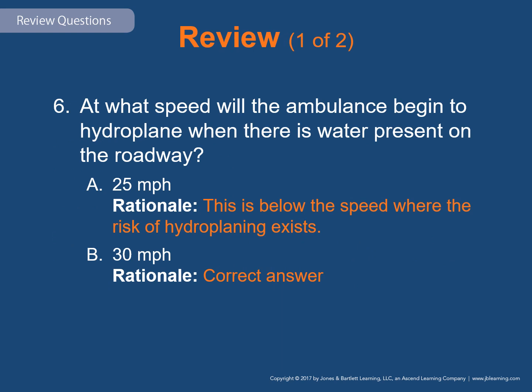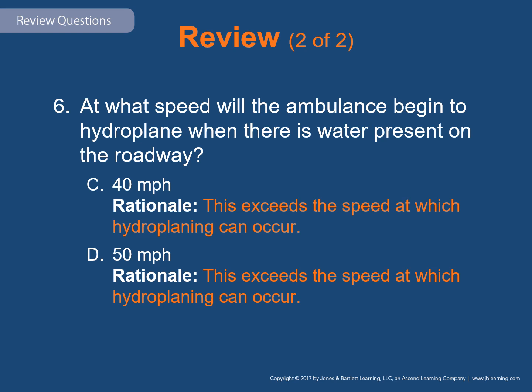Let's look at incorrect speeds. A, 25 is below the speed where risk of hydroplaning exists. B is the correct answer, 30 miles per hour. 40 exceeds the speed at which hydroplaning occurs. And 50 exceeds the speed at which hydroplaning can occur. However, I can tell you that it can occur at a higher speed as well. But the minimum speed where it's going to find you most vulnerable initially is 30 miles an hour. So just be aware of that.